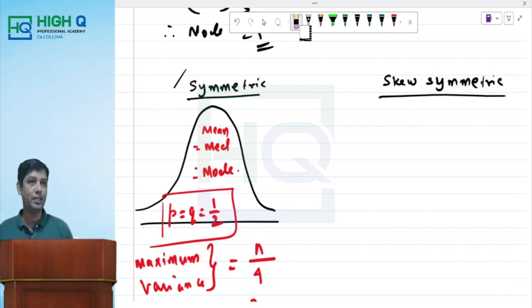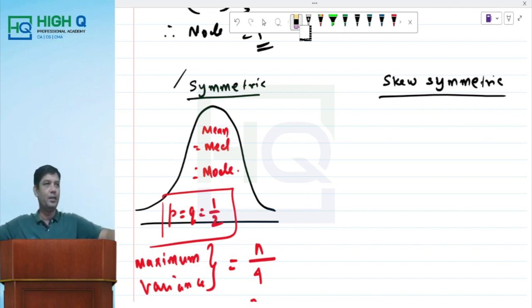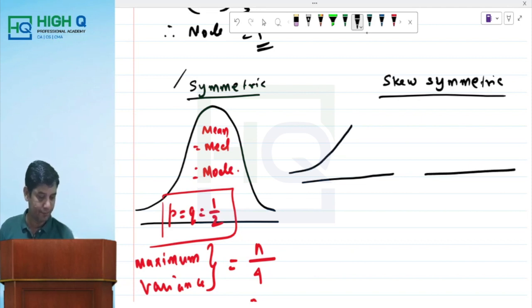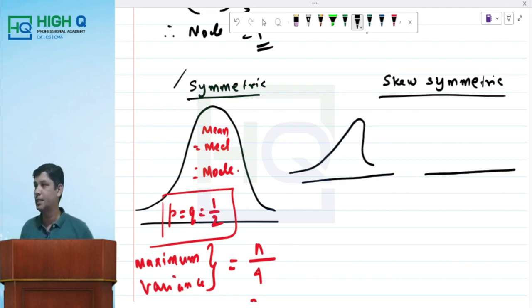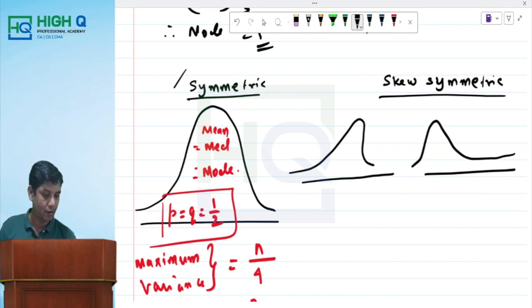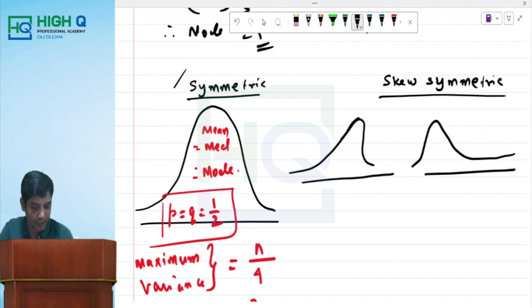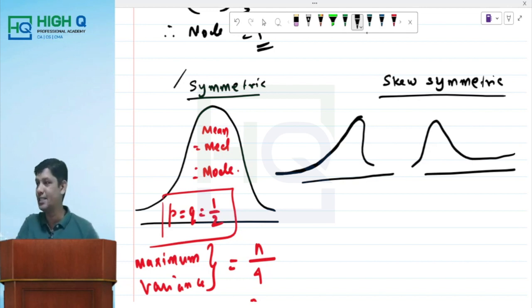Next one is skew symmetric. What does skew symmetric mean? It is not symmetric. Symmetric means exactly the mean is in the middle, both sides are equivalent. But sometimes the curve can be like this, my dear. Sometimes the curve can be like this. You understand? It is not a perfect bell shape. There is some, this portion, look at this. This is called skewness. In statistical language, what do you call it? Skewness.